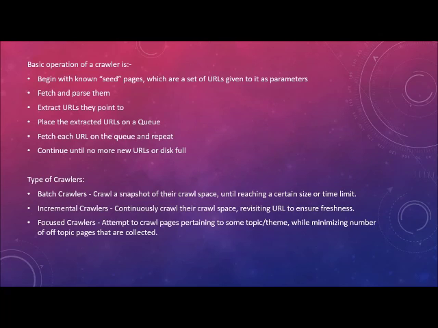After that we have types of crawlers. We have three types of crawlers. First is batch crawlers, meaning they crawl a snapshot of the crawl space until they reach a certain size or time limit. And then we have incremental crawlers, which continuously crawl the crawl space, revisiting URLs to ensure freshness. And finally, we have focused crawlers. It attempts to crawl pages pertaining to some topic or theme, while minimizing the number of off-topic pages that are collected. So basically, it focuses on certain topics.